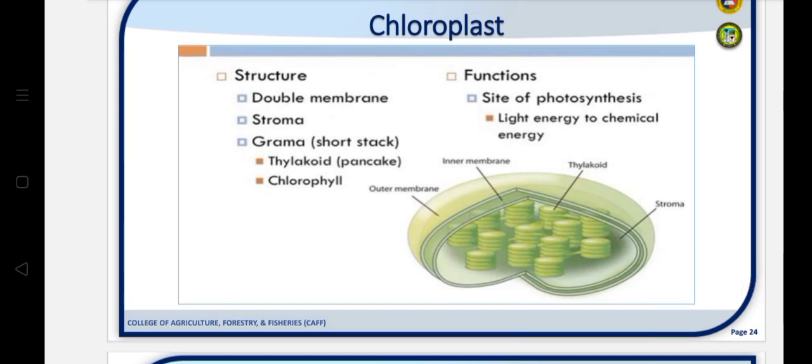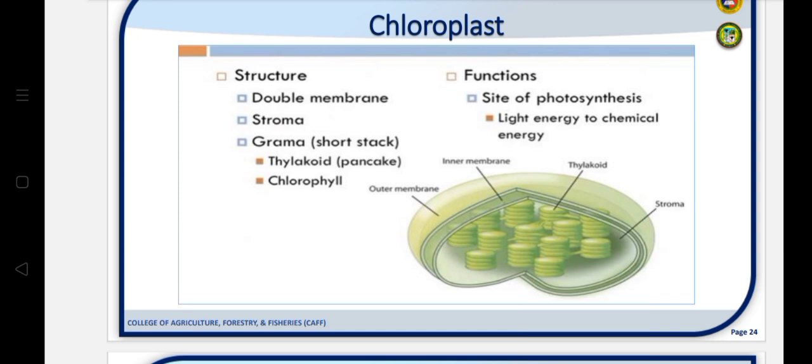Now, let's look at the chloroplast, found only in plant cells and some protists. This organelle is the site of photosynthesis, the process that turns sunlight into food. In terms of structure, chloroplasts are surrounded by two membranes, or a double membrane. This membrane protects and organizes the organelle. Then we have the stroma. The stroma is the fluid inside the chloroplast where important reactions take place.